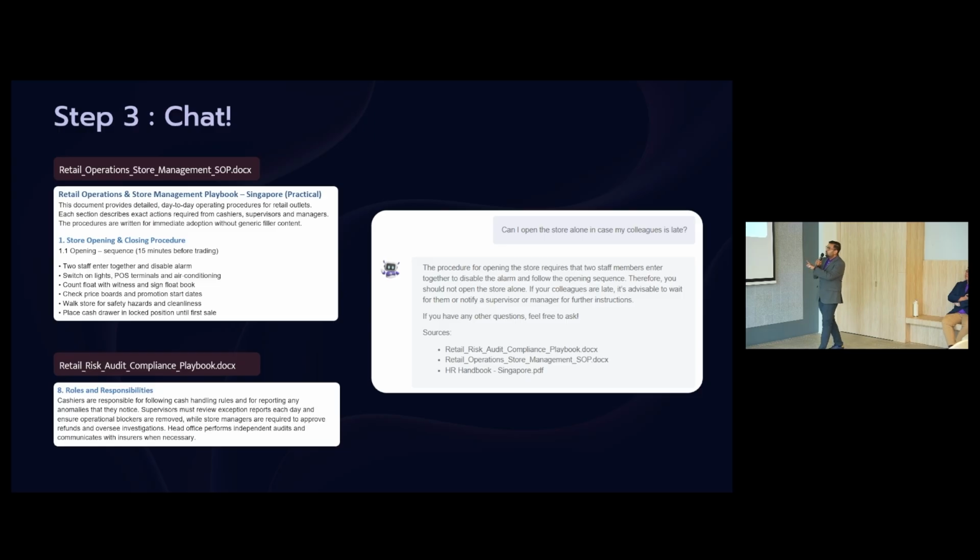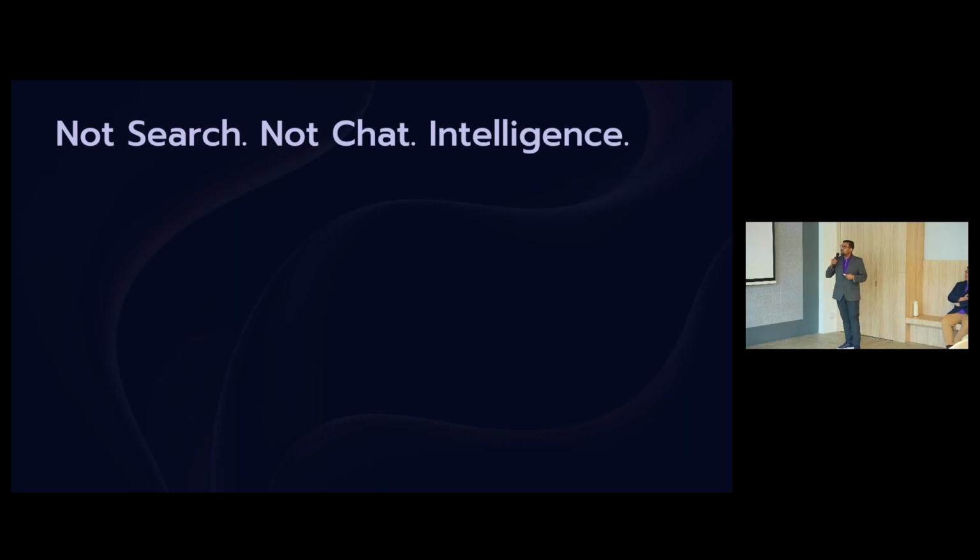The point about notifying the supervisor is not there on the SOP. Okay? It is there on the roles and responsibilities document on compliance that says supervisors must review exception reports and ensure operational blockers are removed. This is an operational blocker, right? So they are supposed to be doing something here. So you see the sources, there are multiple files here. So I guess you all get the idea here.